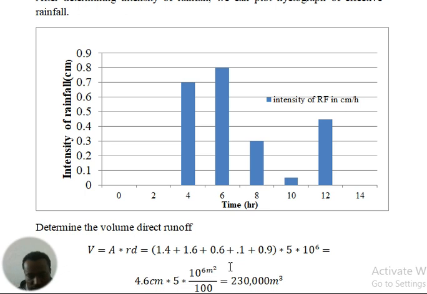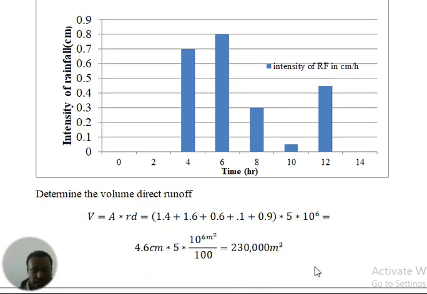This is the volume of the catchment area, generated from this effective rainfall depth. So thank you everybody. Thank you everyone.